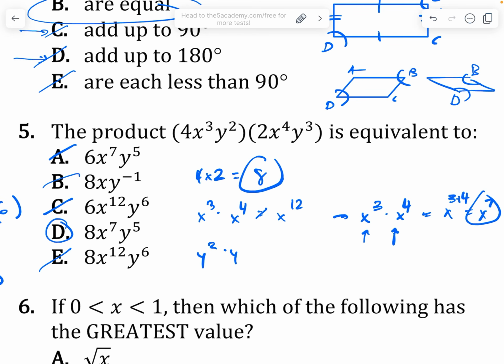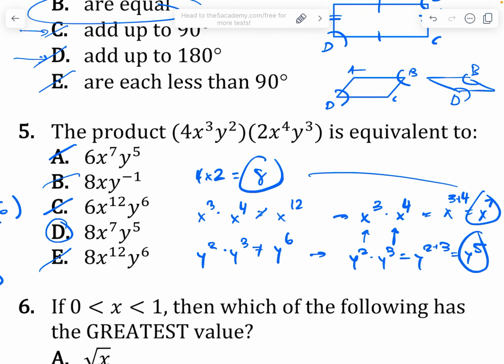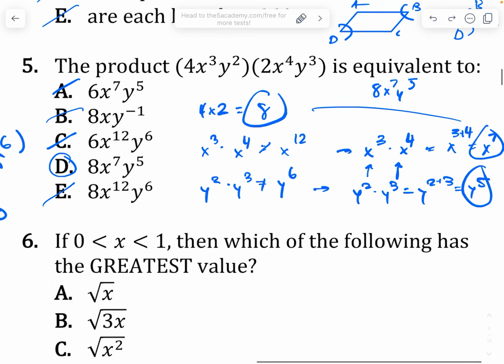Y to the second times y to the third does not equal y to the sixth. That's wrong. Really what it is, y to the second times y to the third is equal to y to the 2 plus 3, which is equal to y to the fifth. Okay? So what you do is you take all your terms, 8x to the 7th, y to the 5th, and you combine them. Because these are all being multiplied, we just broke it out bit by bit so that we can digest the problem piece by piece, make it a little easier.